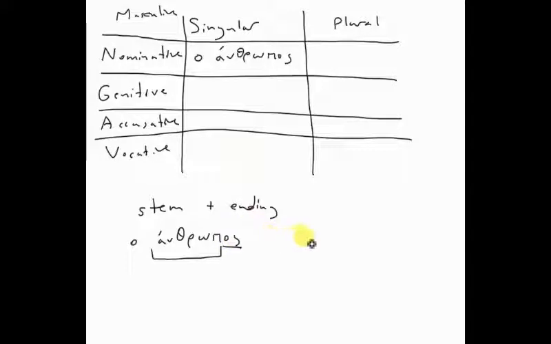So os is the nominative singular ending for masculine nouns, for this type of masculine noun. There are other types of masculine nouns. We'll get to them later. But this is a very common type where the nominative singular for the masculine is os. Now, using the same stem, we're going to move throughout all of these boxes. So the stem does not change.